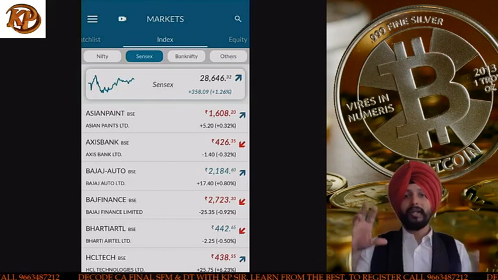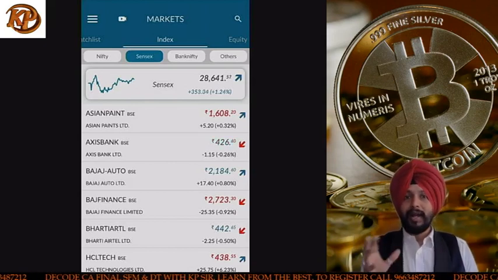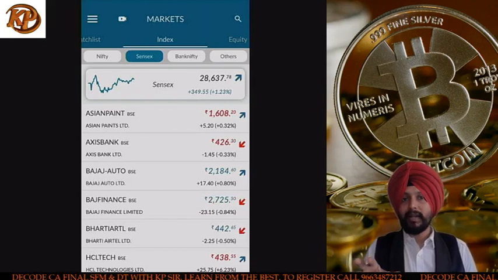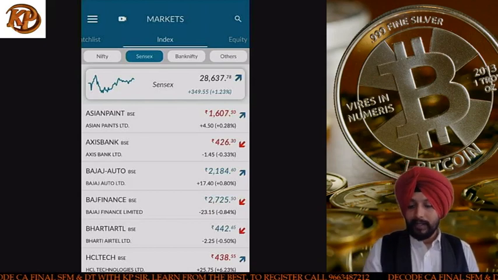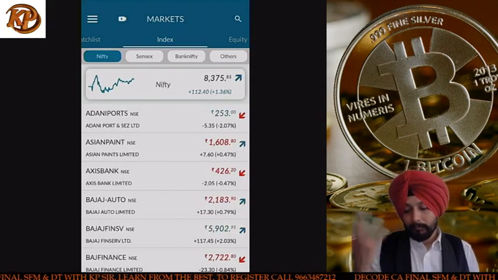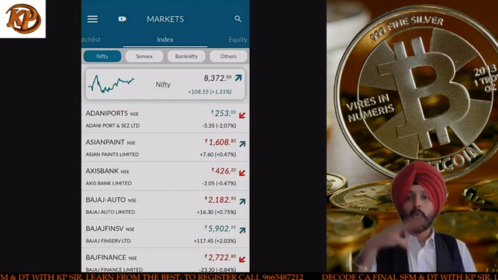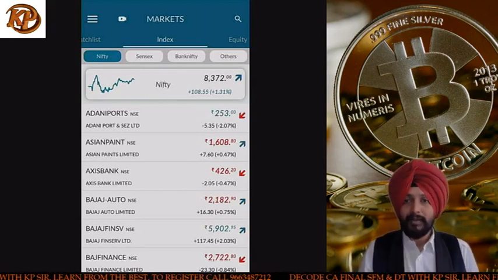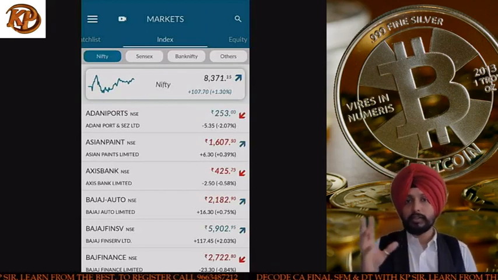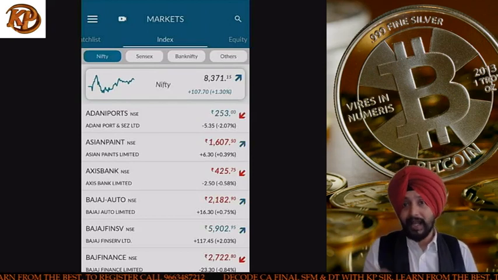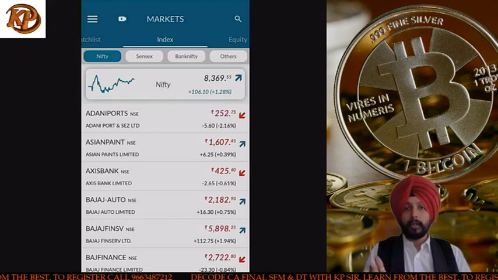So when I look at these numbers and I see that Sensex is up by 350 points today and Nifty is up by 112 points, what is the first message I get in my mind? That today the market is bullish. The market is on a bull move right now. At least at this point of time, markets are looking bullish.